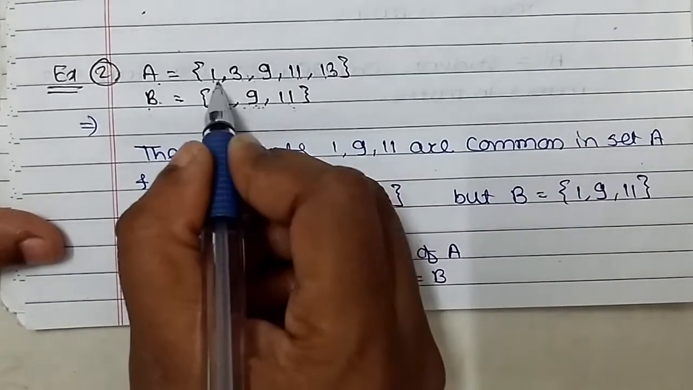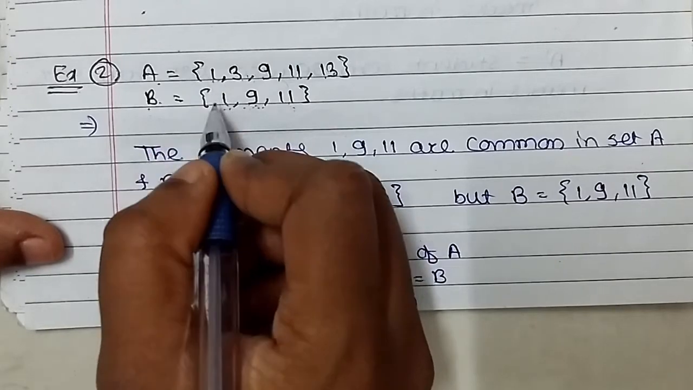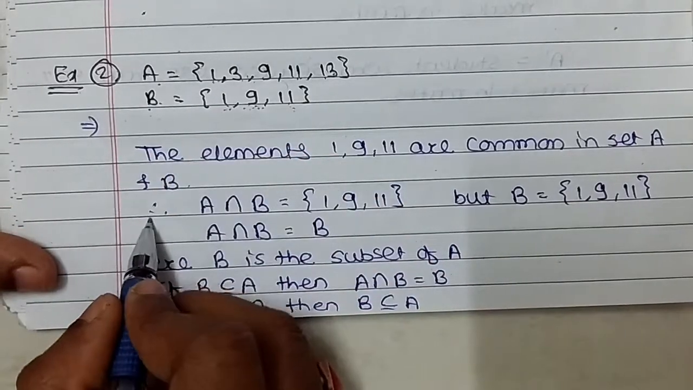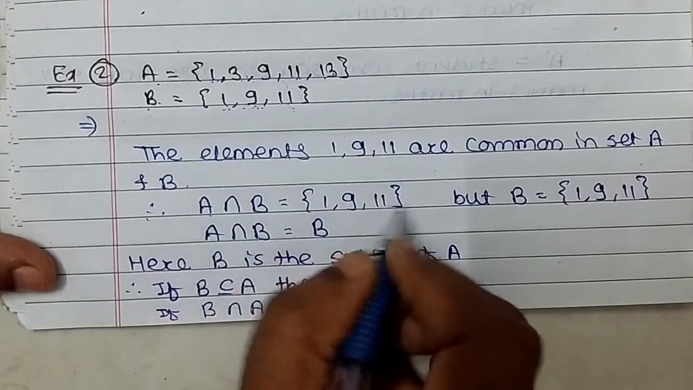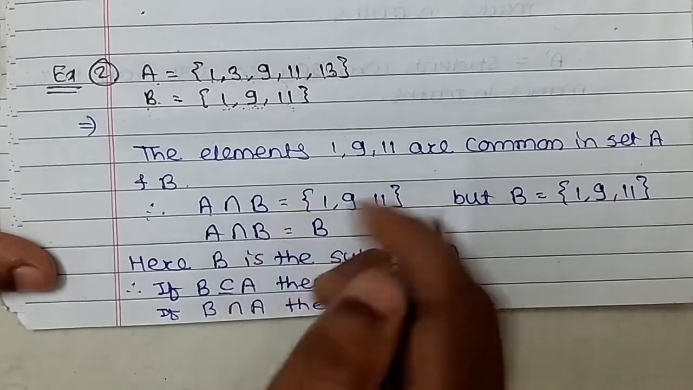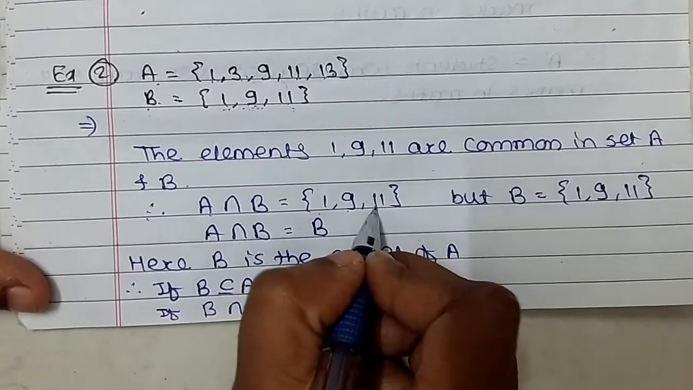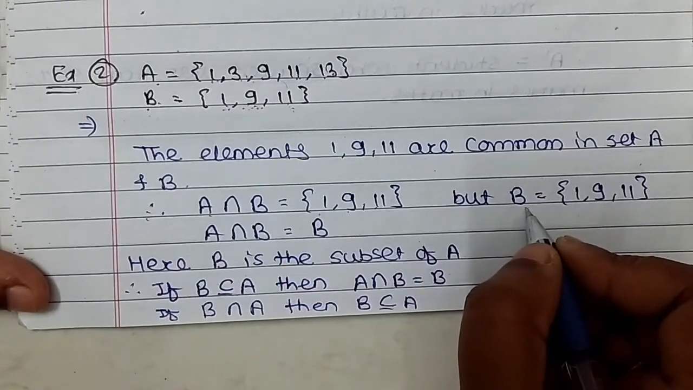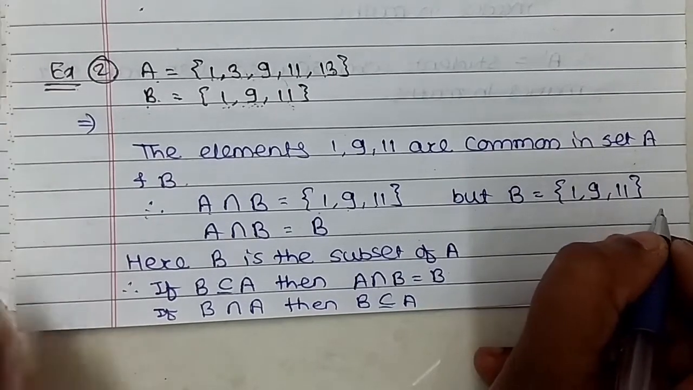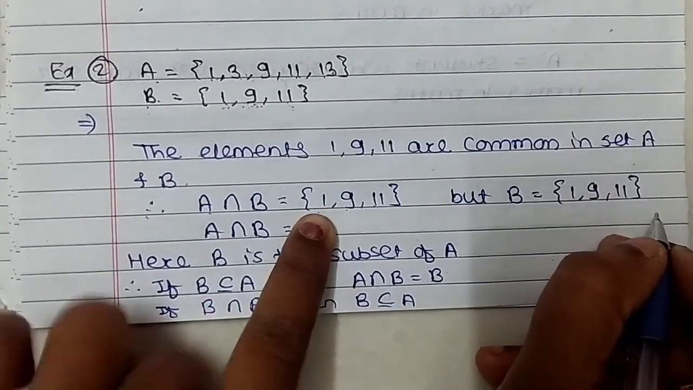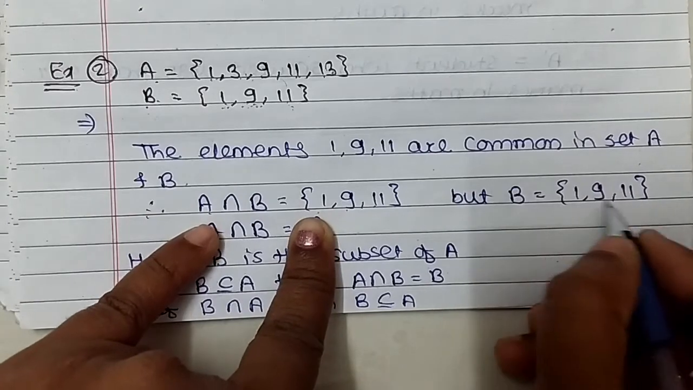1, 9, 11 elements are common in set A as well as in set B. So therefore, intersection of A and B is what? A intersection B is equal to the common elements, write down, that is 1, 9, 11. But here, what is B equal to? B is equal to 1, 9, 11. Set B contains the same elements as this intersection set, that is 1, 9, 11.